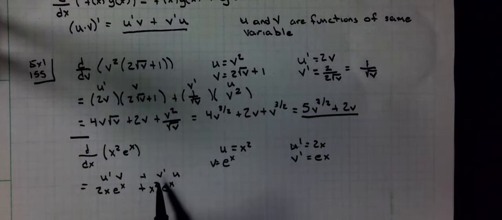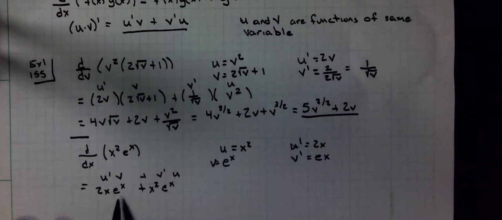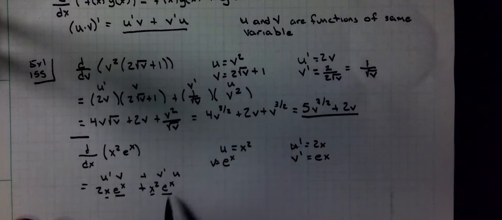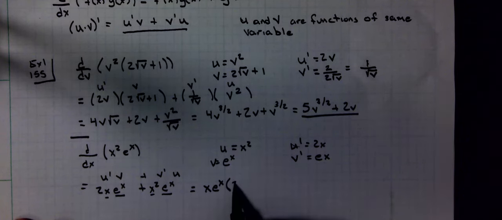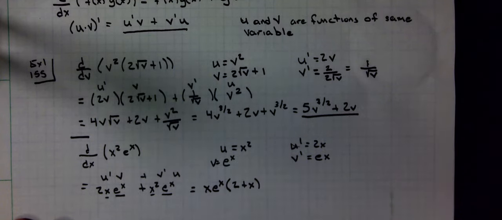The book did write it as u times v prime. Remember, multiplication order does not matter. What they did was put the e to the x afterwards. Typically, we put the polynomial terms first. And I have a common x e to the x in both of these, so I factor that out front. That's going to leave me with 2x on the left. On the right-hand side, I have a plus x squared. Simplified answer.